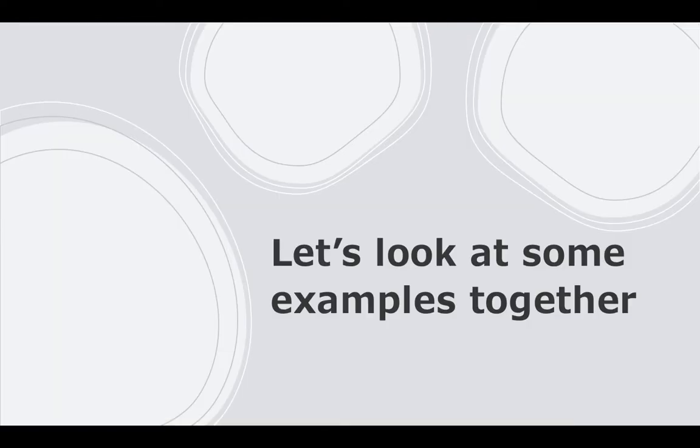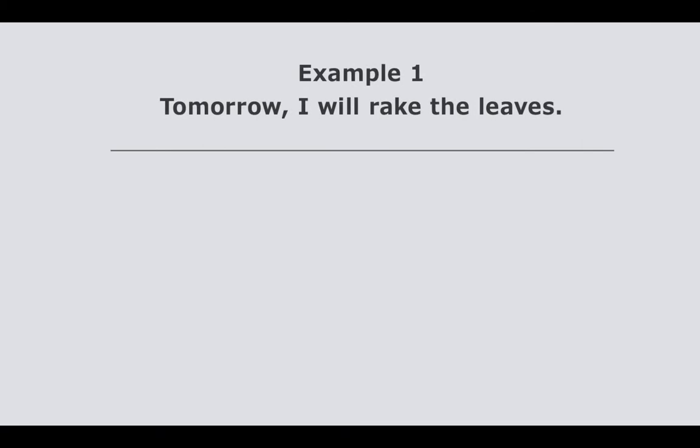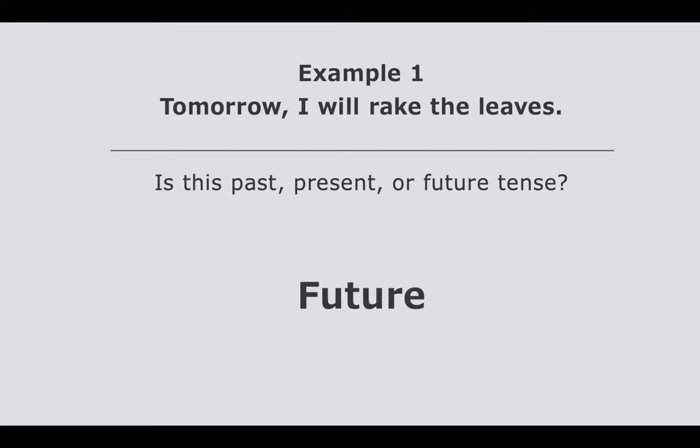So we're going to look at some examples together. Example number 1: Tomorrow I will rake the leaves. Is this the past, present, or future tense? I want you to pause the video and take about a minute to think about this. Past, present, or future tense. This is the future, and there's a word in this sentence that tells us it's the future, and that word is tomorrow. Tomorrow indicates that this is going to happen later. It's not happening right now. It didn't happen before now, so it's going to occur later. So tomorrow is the key word there. Tomorrow I will rake the leaves is the future.